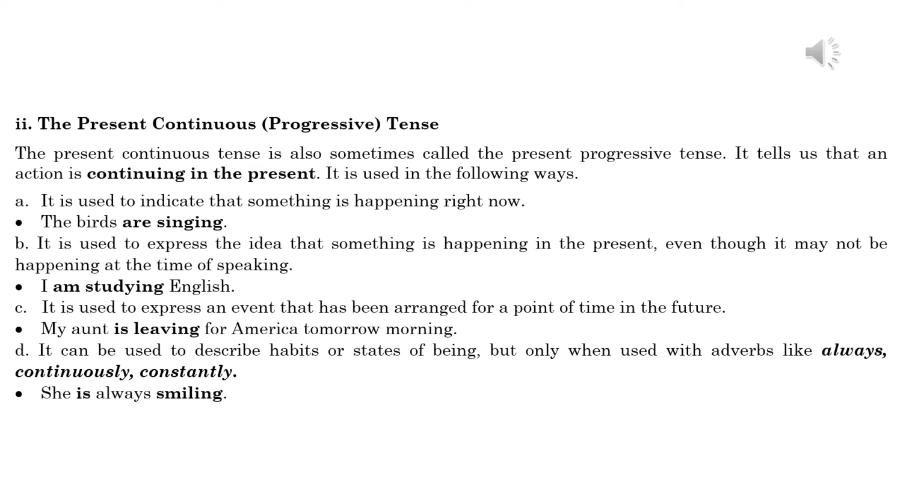It is used to express the idea that something is happening in the present, even though it may not be happening at the time of speaking. I am studying English. It is used to express an event that has been arranged for a point of time in the future. My aunt is leaving for America tomorrow morning. It can be used to describe habits or states of being, but only when used with adverbs like always, continuously, constantly. She is always smiling.